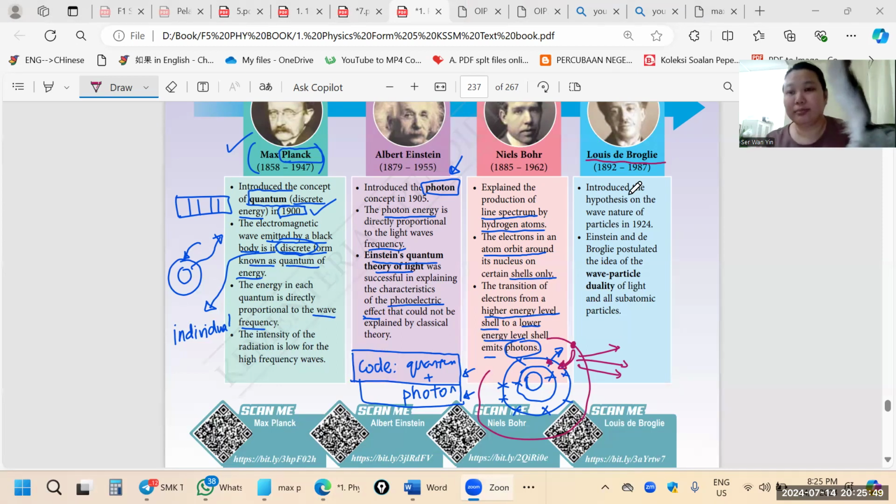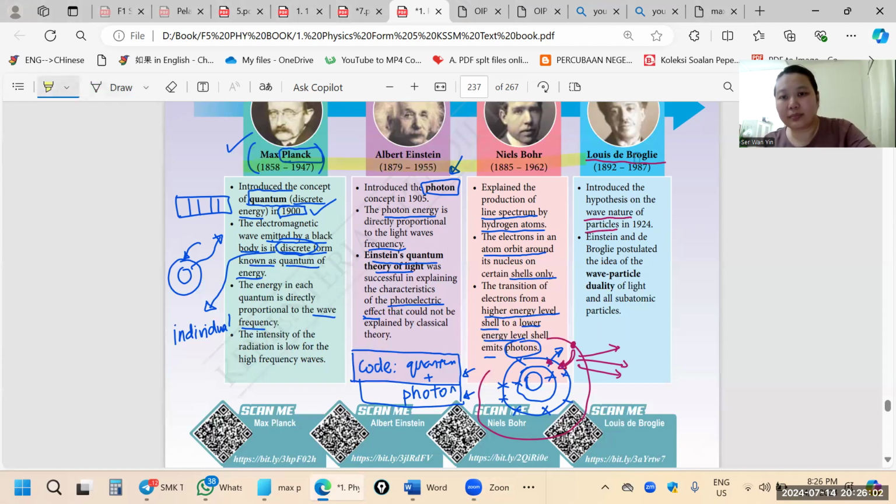Okay, so now he introduced the hypothesis on the wave nature of particles in 1924. Actually, you can see they were all born around the same time, they all knew each other. Maybe some are friends, some enemies, I don't know. I think that's their life.